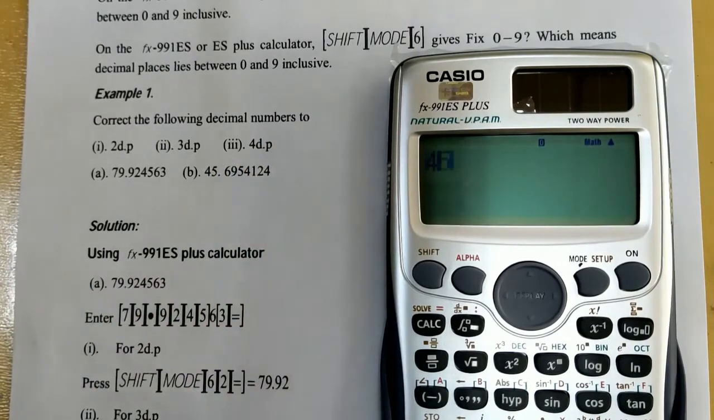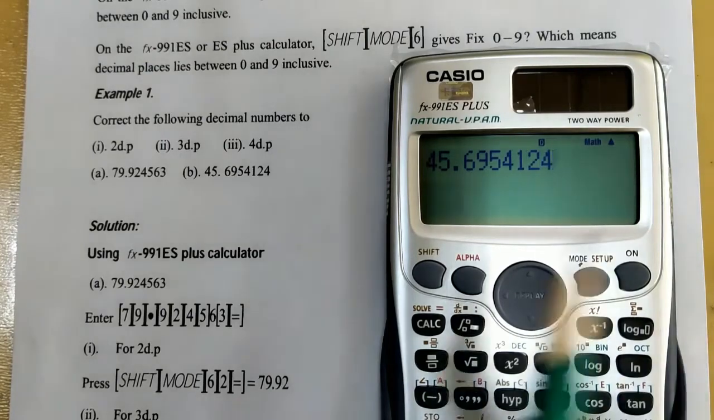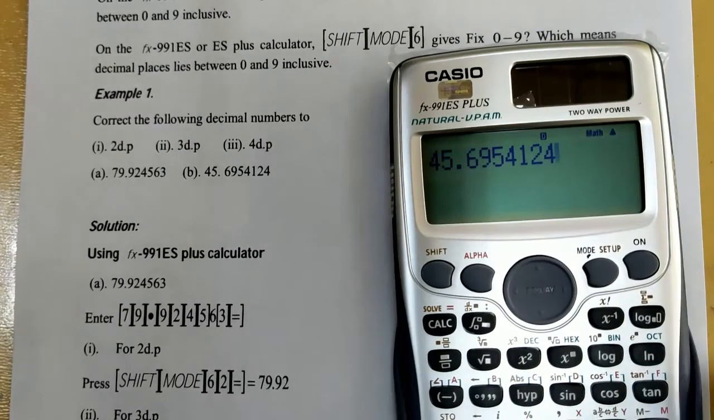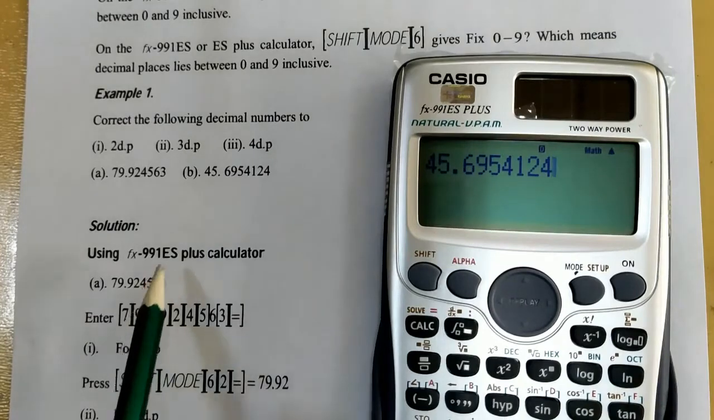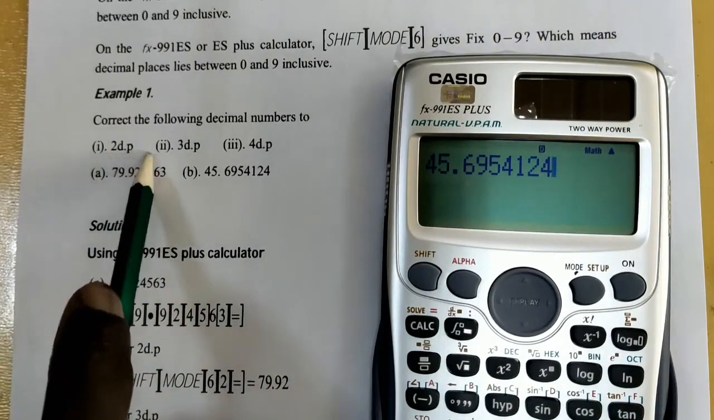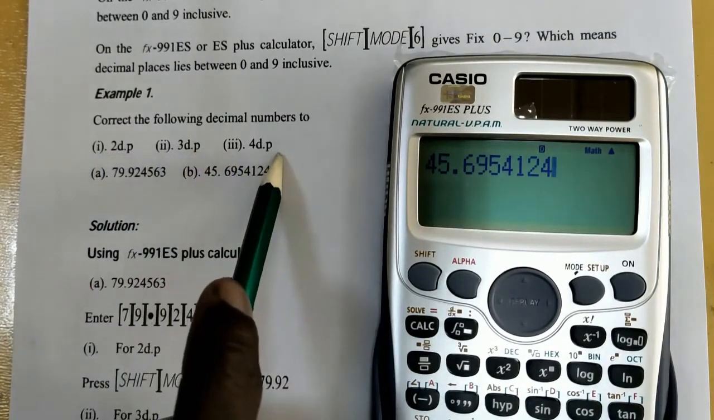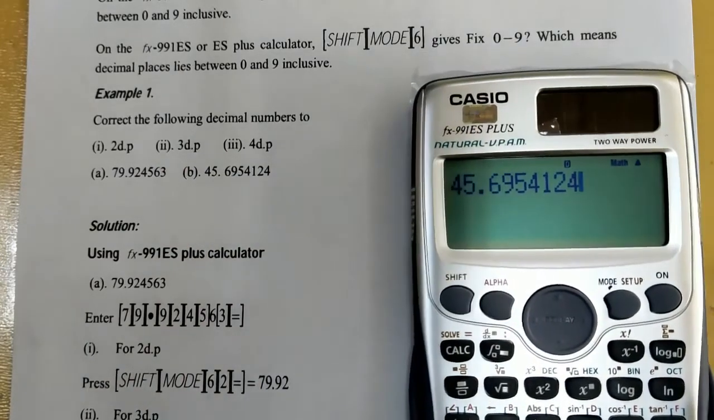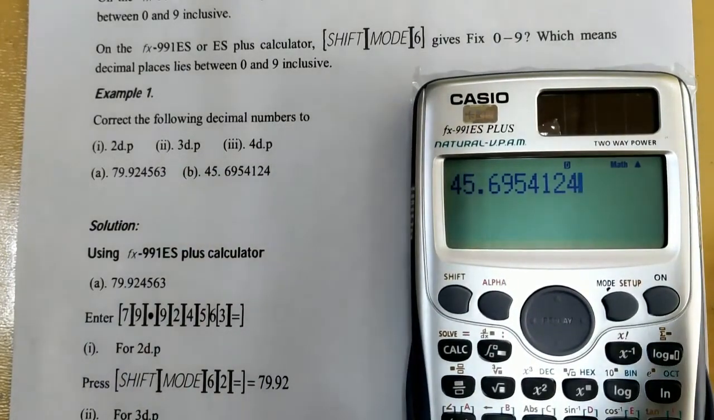45.695412. This is what we have, and the question says that we need to convert it to 2 decimal places, 3 decimal places, and 4 decimal places. So we just want to do this quickly. You first of all enter the numbers, and you know how to deal with it.